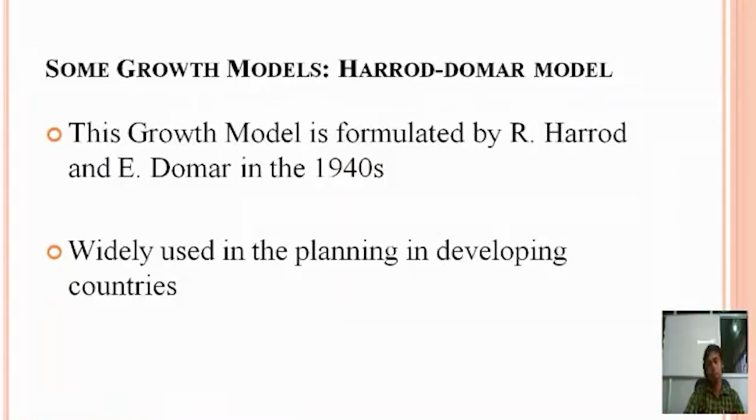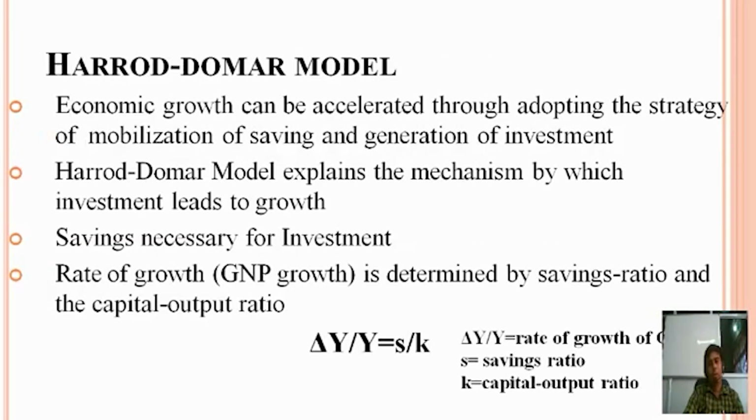Some of the growth models, if we can see here, one of the very traditional growth models is the Harrod-Domar growth model. This growth model was formulated by Harrod and Domar in the 1940s and widely used in planning in developing countries. It is one of the models of the closed economy. The equation of this model is delta y by y is equal to small s by k, where delta y by y is the rate of growth of GNP, s is the saving ratio and k is the capital output ratio.